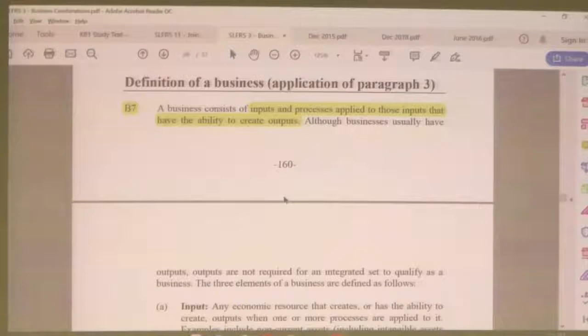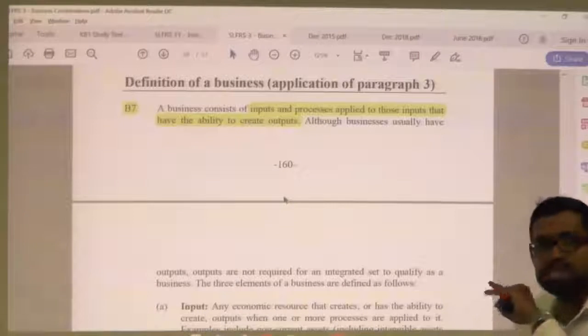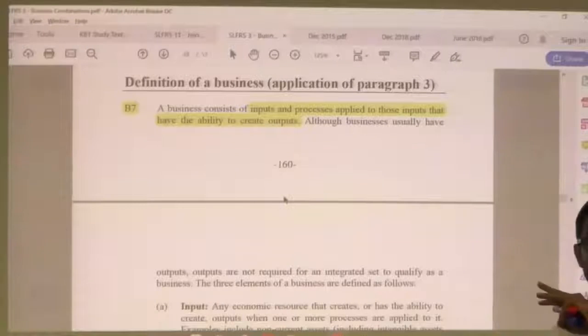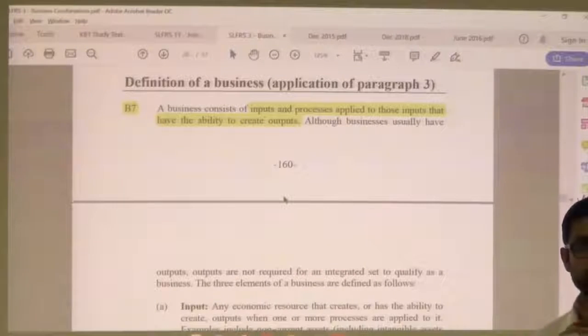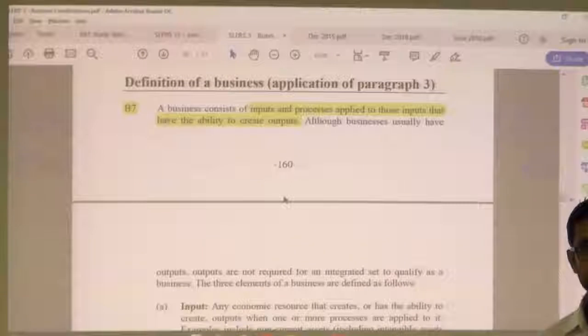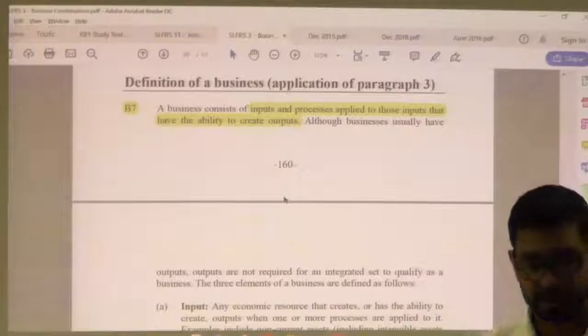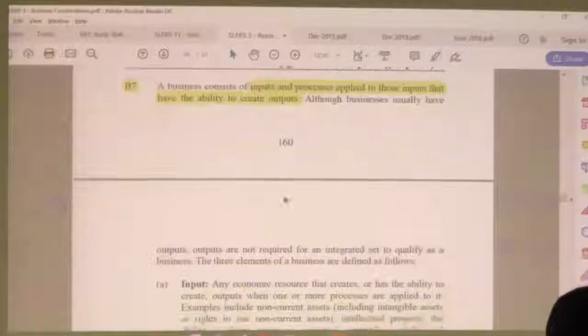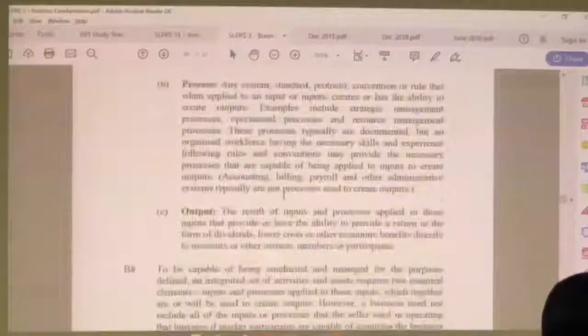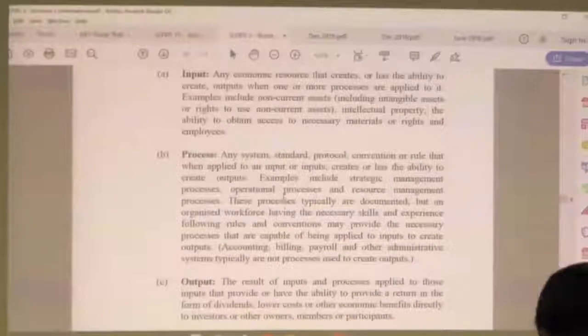So you have input, process and output. So then all these three should be defined or concluded as what? A business. Understand? Very much important. හුඟක් වැදගත්. To conclude that you should have these three, right? If you have these three, you have a business. So what do you mean by input, process, output? Clearly explained in the standard, right?